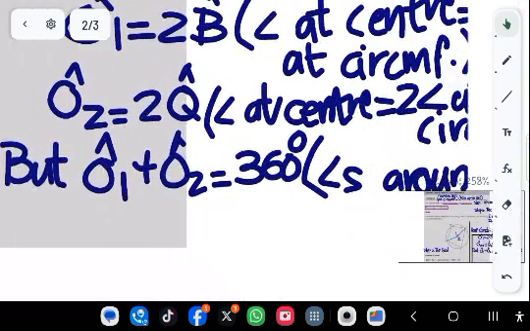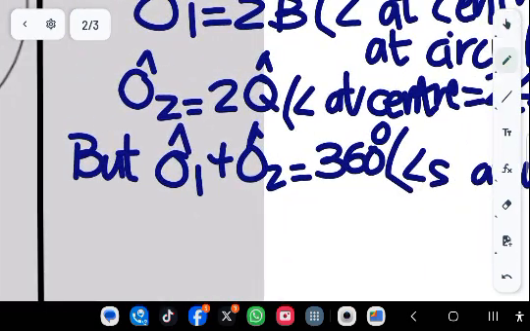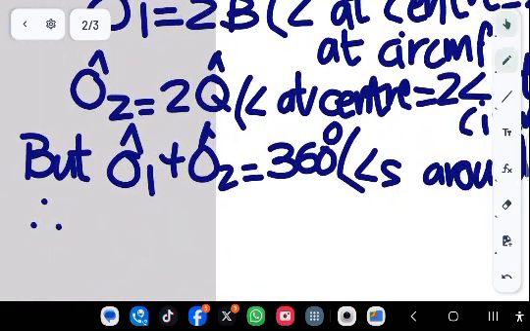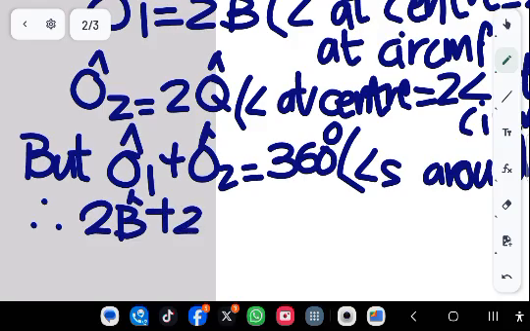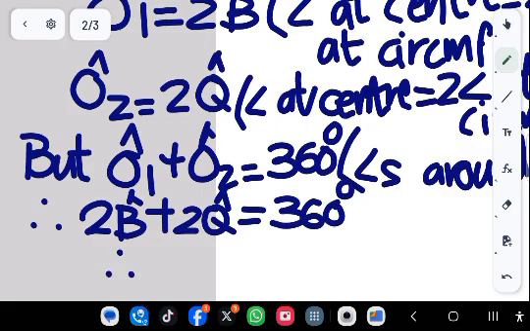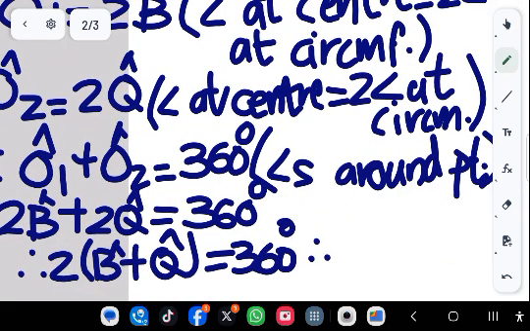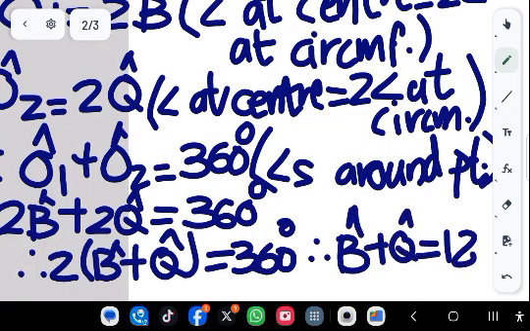Now, therefore, we substitute 2B for O1 and 2Q for O2. Therefore 2B plus 2Q is equal to 360 degrees. Now factorize: 2 times angle B plus angle Q equals 360 degrees, meaning that angle B plus angle Q is equal to 180 degrees when you divide both sides by 2.